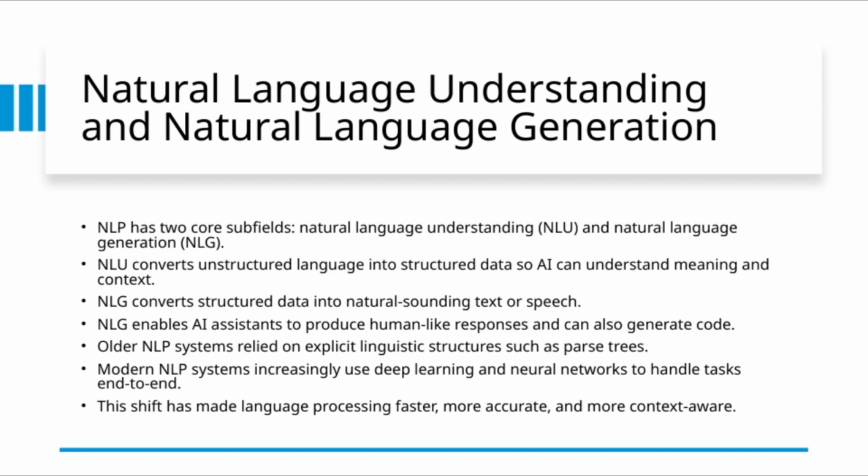Older systems leaned heavily on explicit rules and linguistic structures, but today, deep learning and neural networks handle everything end-to-end. This shift makes language processing faster, smarter, and more aware of context.